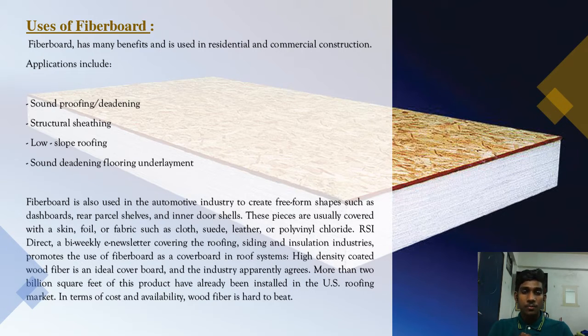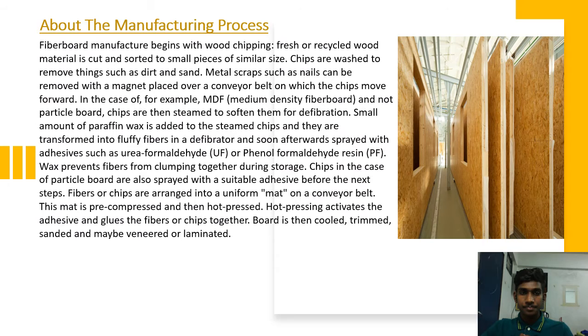coverboard in roof systems. High-density coated wood fiber is an ideal coverboard, and the industry apparently agrees. More than 2 billion square feet of this product have already been installed in the US roofing market. In terms of cost and availability, wood fiber is hard to beat.